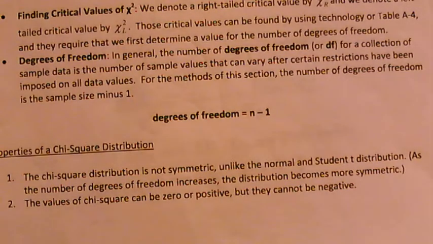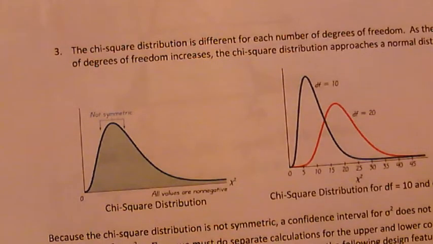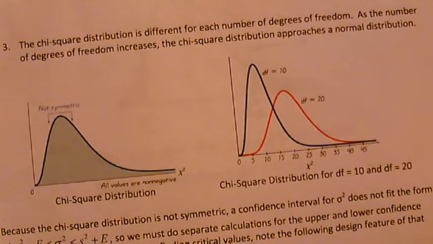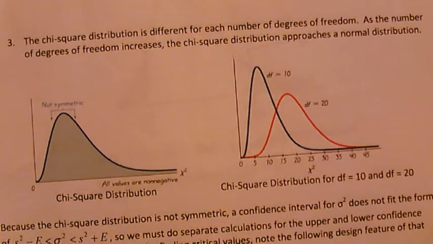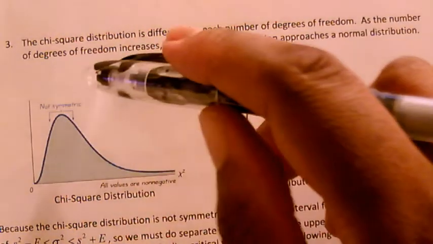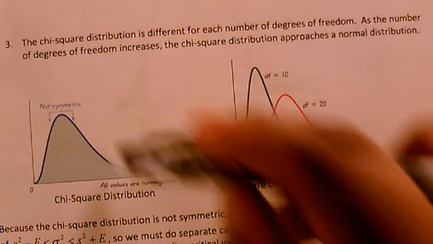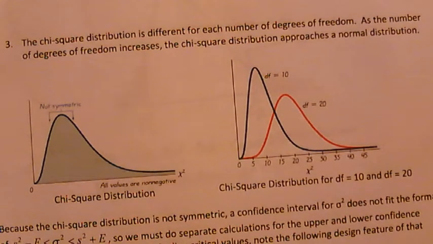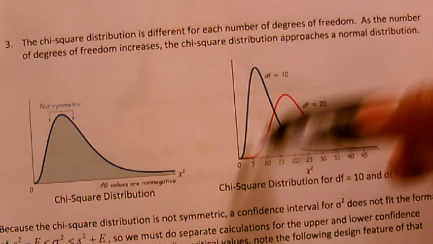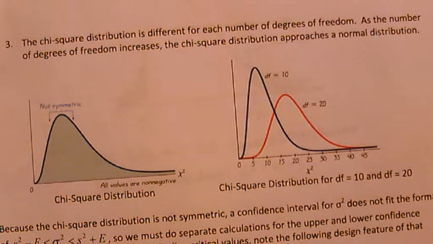Okay. And the third is this. The chi-square distribution is different for each number of degrees of freedom. So as the number of degrees of freedom increases, the chi-square will be approaching a normal distribution. So in this case here, this is what the chi-square distribution looks like. You can see that it's not symmetric and all the values are non-negative. And then on the right side, you'll see what the chi-square distribution looks like for 10 degrees of freedom and what it looks like for 20 degrees of freedom.